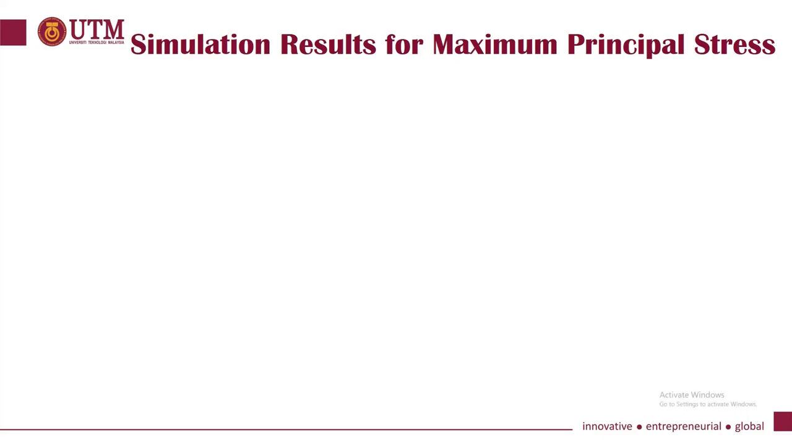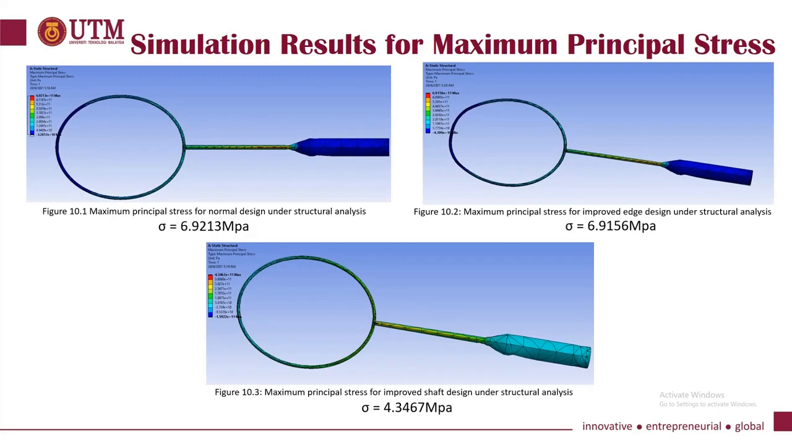Moving on, lastly is the simulation results for maximum principal stress. Figure 10.1 is the normal head shape and 0.4 cm radius shaft simulation, showing a maximum principal stress of 6.9213 MPa, while in Figure 10.2, the stress for the improved edge design is 6.9156 MPa. Lastly, in Figure 10.3, the stress for the improved shaft design is 4.3467 MPa. Next up, I'm going to show some of the video animation obtained from the simulation.